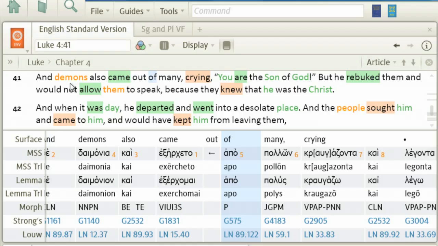And that's what we have here in Luke chapter 4, verse 41, which reads, "And demons also came out of many, crying, 'You are the Son of God.' But he rebuked them and would not allow them to speak because they knew that he was the Christ."